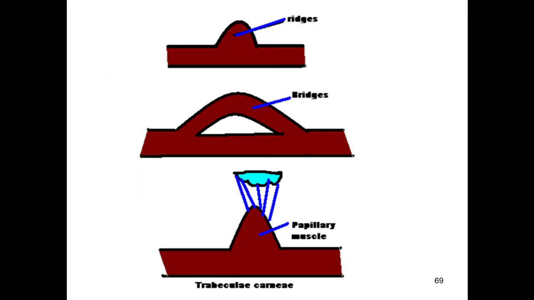Let's see first of all what we mean by the three terms we just used. The ridges are mere elevations. Bridges are elevations which are fixed at two ends, but they are free in the middle. And what are the papillary muscles? Papillary muscles are again like ridges, but one more addition is that they are attached with thread-like structures known as chordae tendineae, which are attached with the cusps of the bicuspid or tricuspid valve.